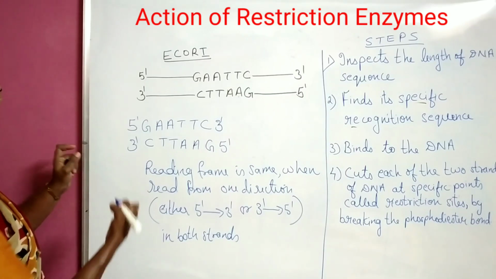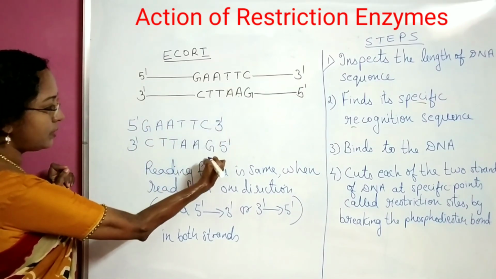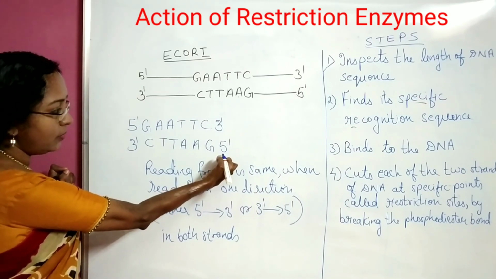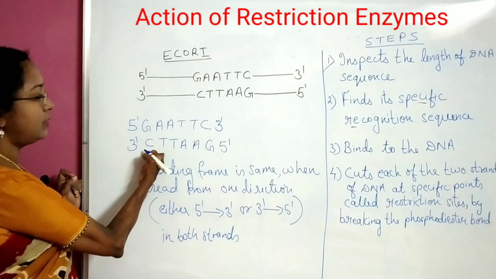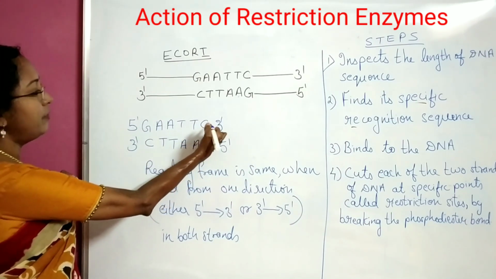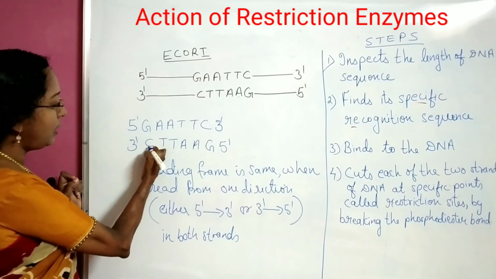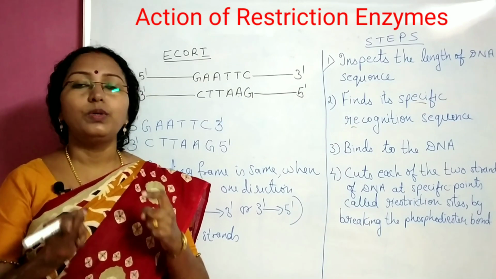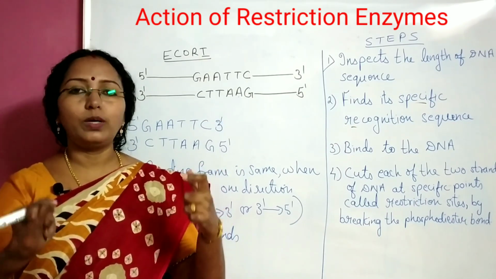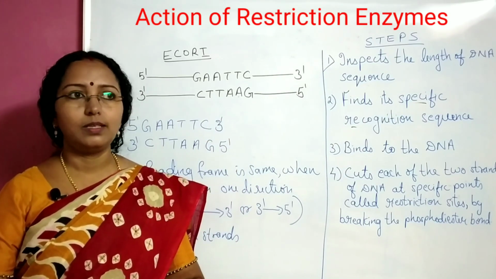Reading frame is same. You start reading from 5' to 3', GAATTC, on both strands. That means in the other strand also, you start reading from here, it is 5', GAATTC. Again, you start from 3', CTTAAG. So the reading frame is same when you start reading from any one direction, either 5 to 3 or 3 to 5, in both the strands.